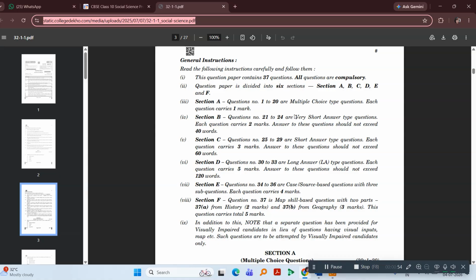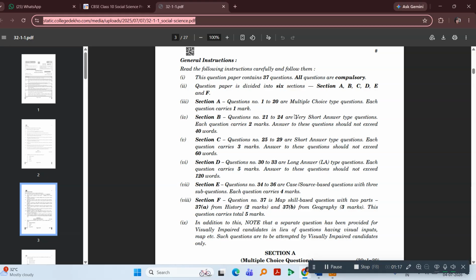Let me tell you frankly that the answers in the examination should be very precise, to the point, and crisp. You're not supposed to beat around the bush. If you fill pages, don't think that you will score marks. I'll be discussing section A as well as section B with you.